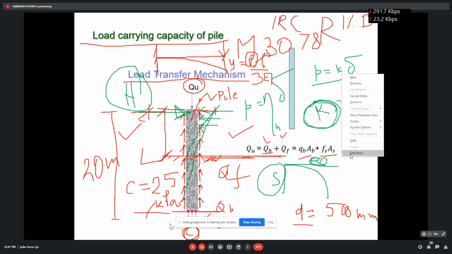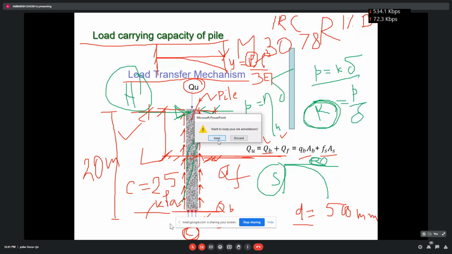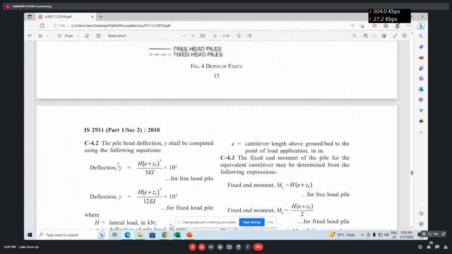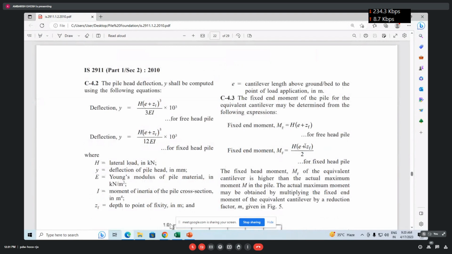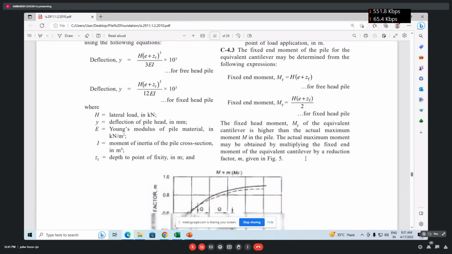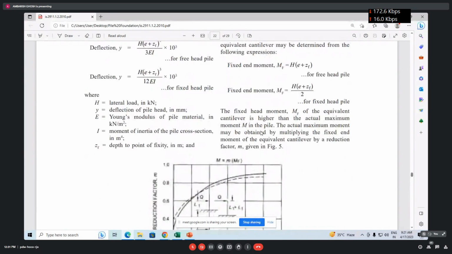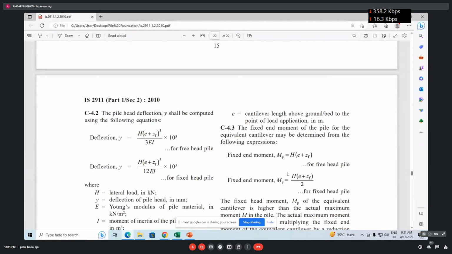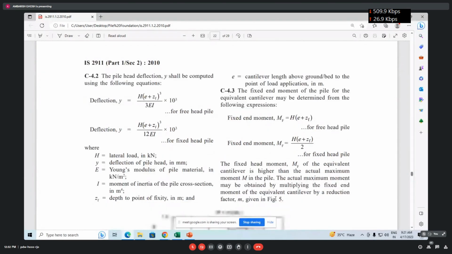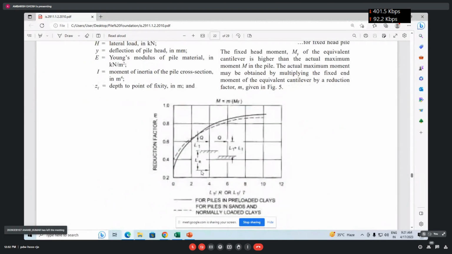So now you can see that in the formula, this y value as per IRC will be different, but as per 2911 it is different. So you can now calculate the H value, and you can calculate the fixed end moment also like this, MF equal to H into that L. And for fixed head pile, the fixed end moment is for free head, and for fixed end, you know, the moment will be less, carryover will take place. So this by 2. In addition to this, there is some reduction factor, because this is not the reality, the way we are considering a cantilever beam and calculating the pile deformation. So there is some reduction factor also there.